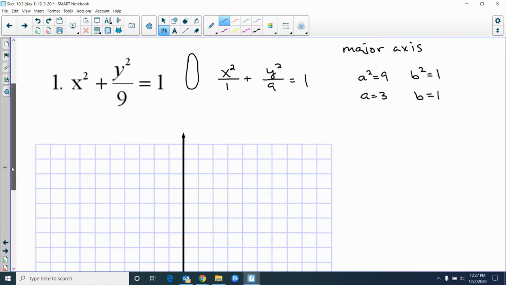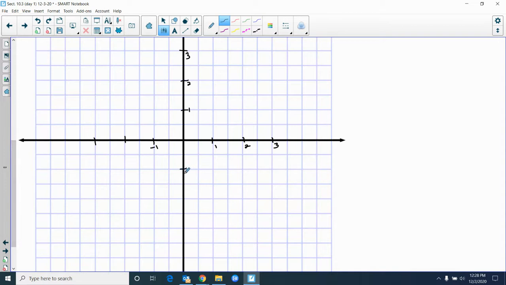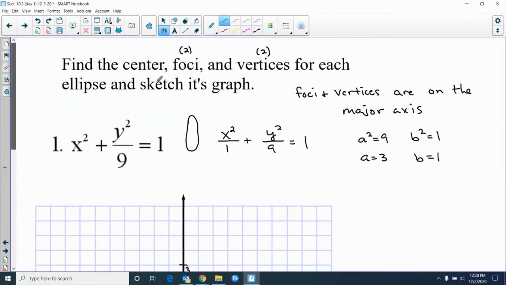All right, now I'm going to spread this out just a little bit so it's easier to graph. I'm going to make that 1, 2, 3, and same thing over here, -1, -2, -3. Then I'm going to go up 1, 2, 3, and down -1, -2, -3. Now I can graph it. It says sketch the graph.